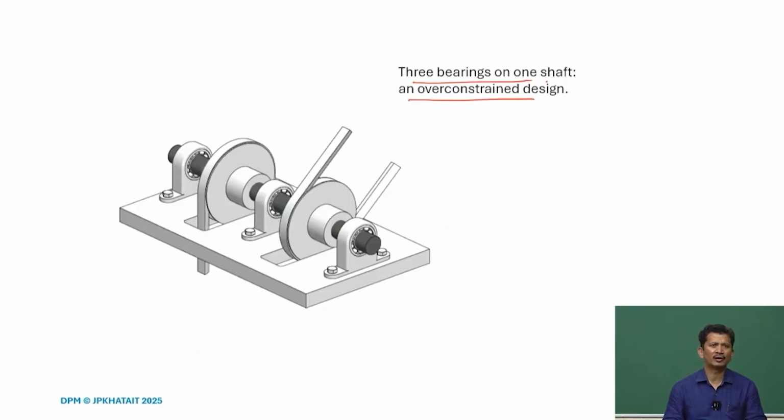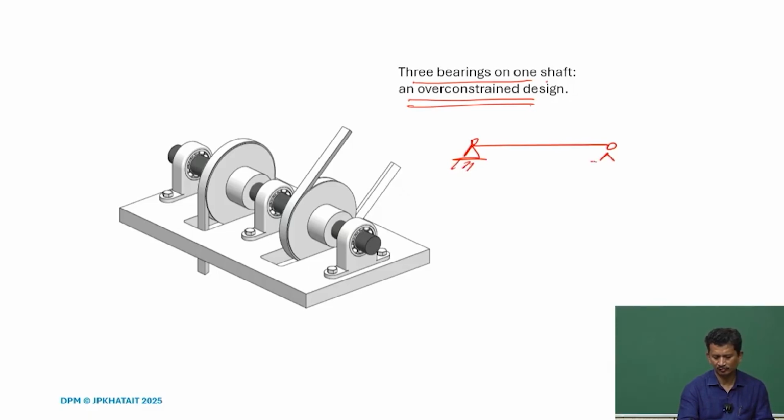A very good example is 3 bearings on a shaft. Definitely it is an over constrained design, and many times we ask, how many bearings for a shaft? If you want to define a line, usually this is what we learn most of the time. And again we have rollers here.